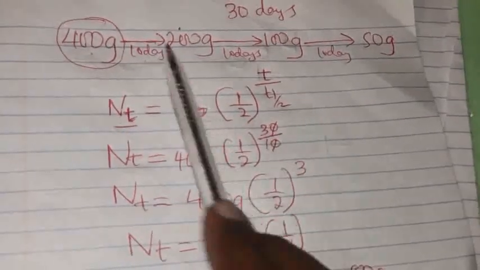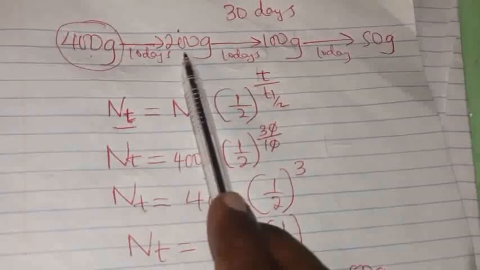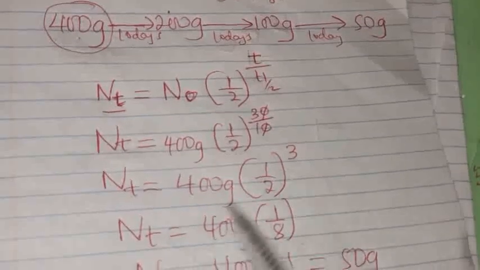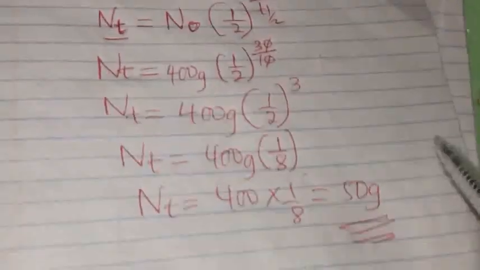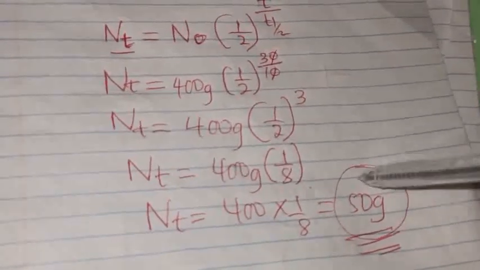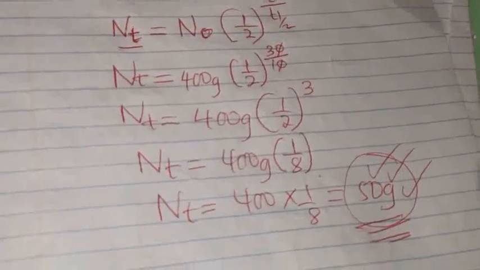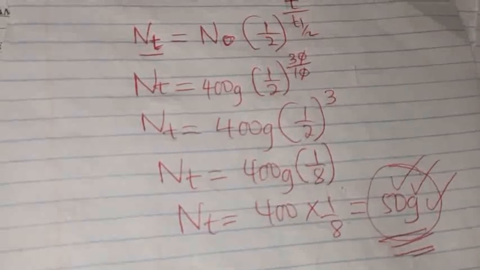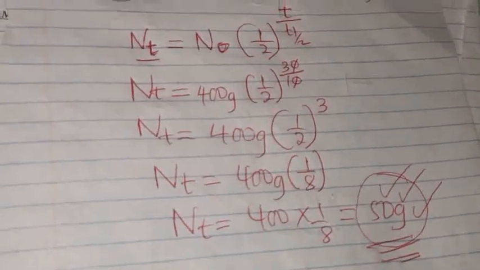Then over the half-life, the time taken for it to reduce to half its original mass, that is 10 days, you'll say over 10. So the 0 and 0 will disappear, so you have a half raised to 3, which gives us 1 cubed is 1, 2 cubed is 8. So 400 times 1 over 8 gives you 50 grams. So after 30 days, the mass will reduce to 50 grams.